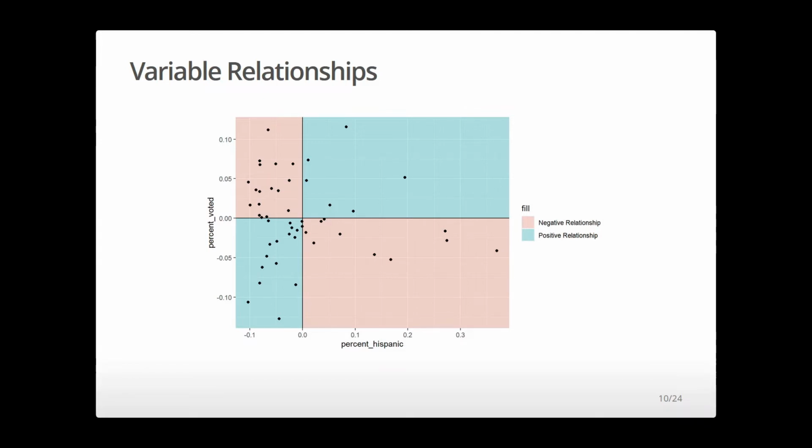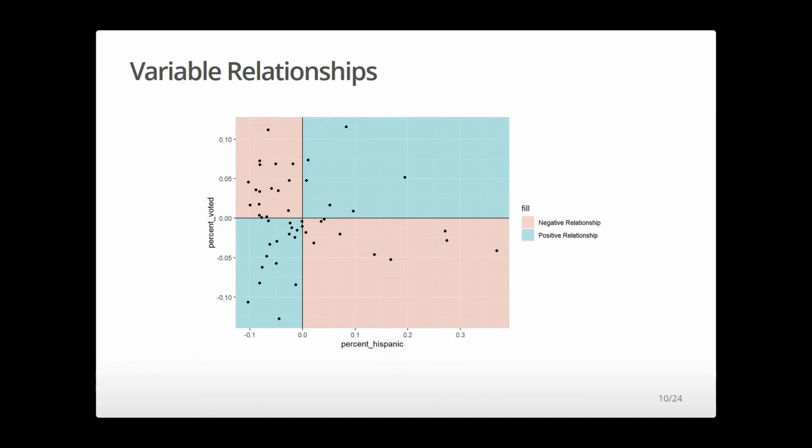By contrast, any point in the top right or bottom left quadrants gives us evidence that the relationship is a positive one, meaning that as one variable gets bigger, the other one does as well, and as one gets smaller, so does the other one.